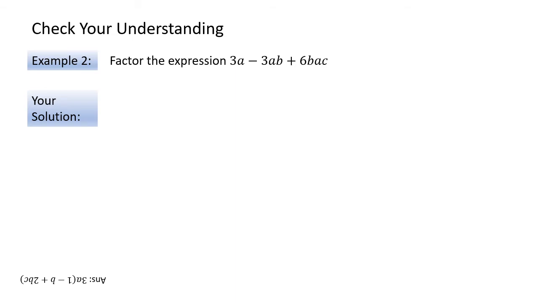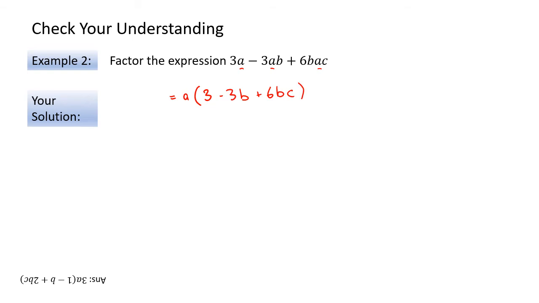individual numbers out. So I see an a in all three, so I know at a starting point I can factor out a. So this equals a, and then you, by removing it from each of them, right? The easiest way I think about it is you divide each of these functions by a. So you're left with just 3 minus 3b plus 6b times c.